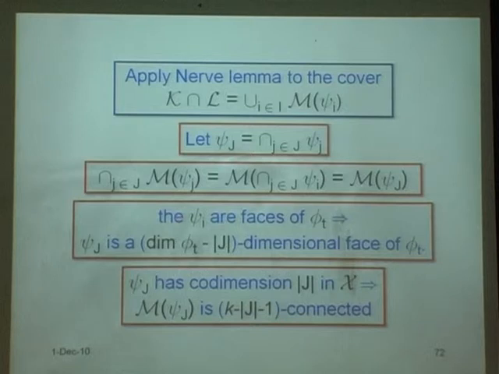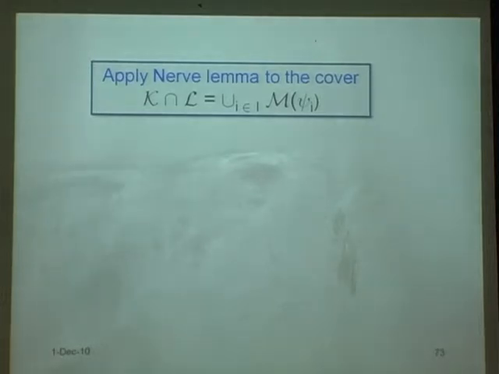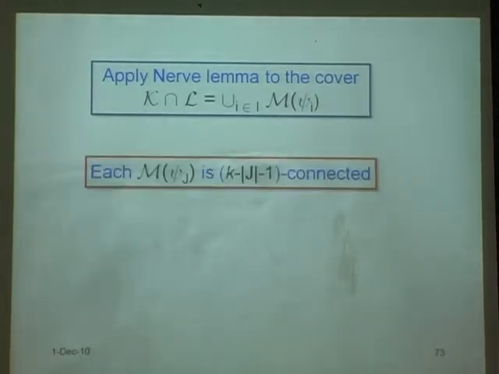The animation is out of order. The psi sub I are faces of phi, which means that phi sub j is this dimensional face, which means it has this codimension, which means that this is connected by the theorem hypothesis. So we can apply the nerve lemma to this. And so this is the cover. These are the vertices of the nerve. These are the simplexes of the nerve.